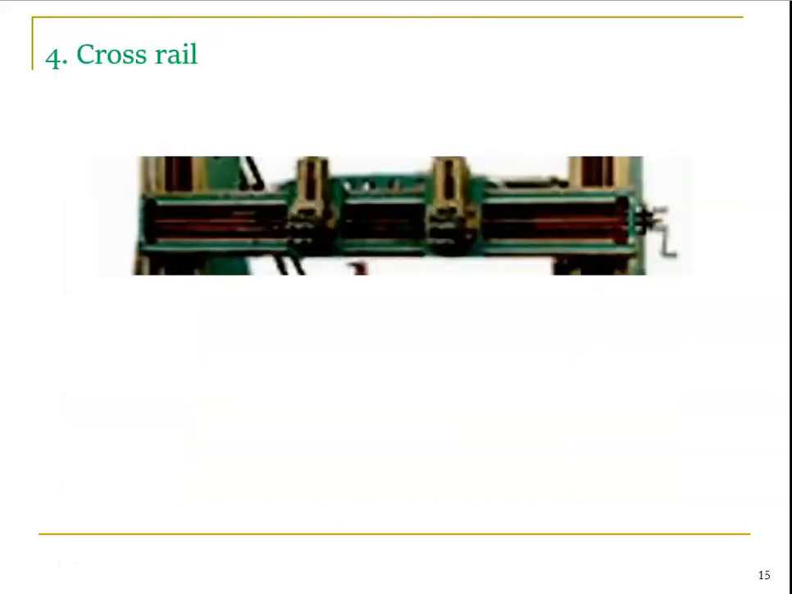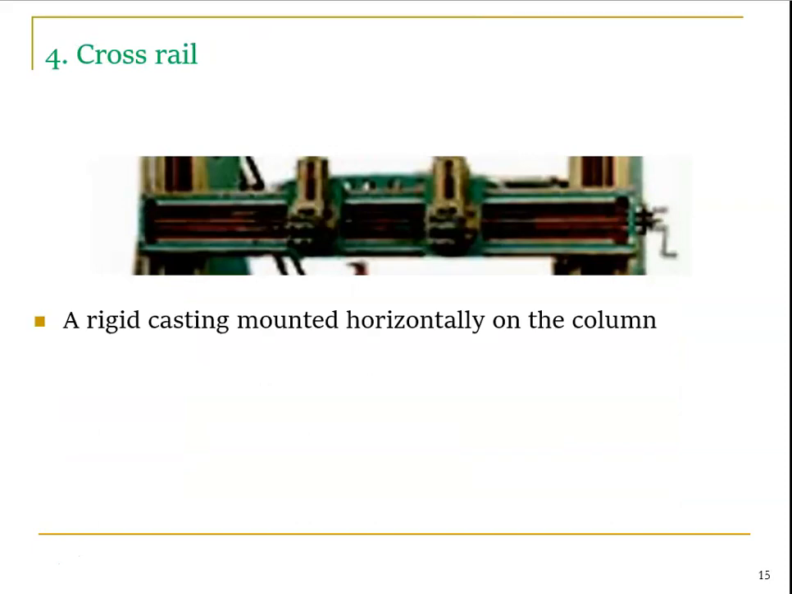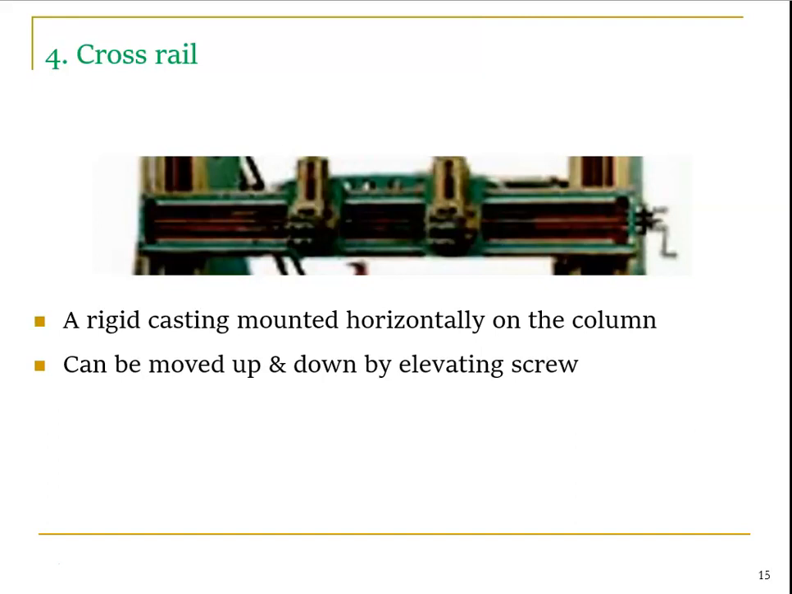It is the connecting member of the columns. A rigid casting mounted horizontally on the columns can be moved up and down by an elevating screw. So the cross rail can be moved up and down with the elevating screw. From this image you can easily see the elevating screw. In the screw it can move up and down.